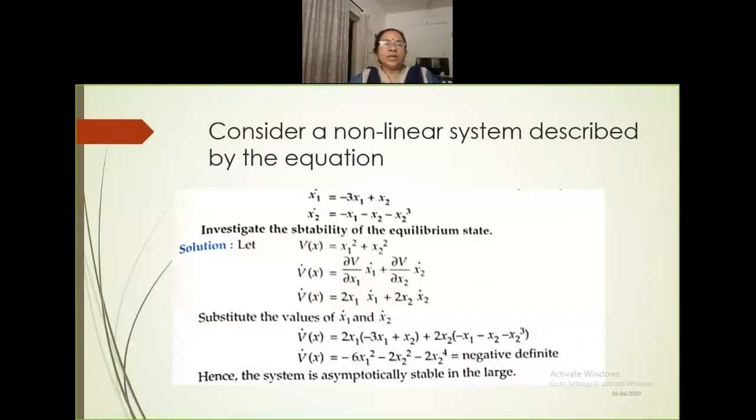Okay, fine. Now comes the next problem. Consider a nonlinear system; this problem also you are supposed to do. Consider a nonlinear system described by the equations x1 dash is equal to minus 3x1 plus x2, x2 dash is equal to minus x1 minus x2 minus x3. Investigate the stability of the equilibrium state. So everybody please copy the question. By the time I'll be back. Okay? Copy the question.